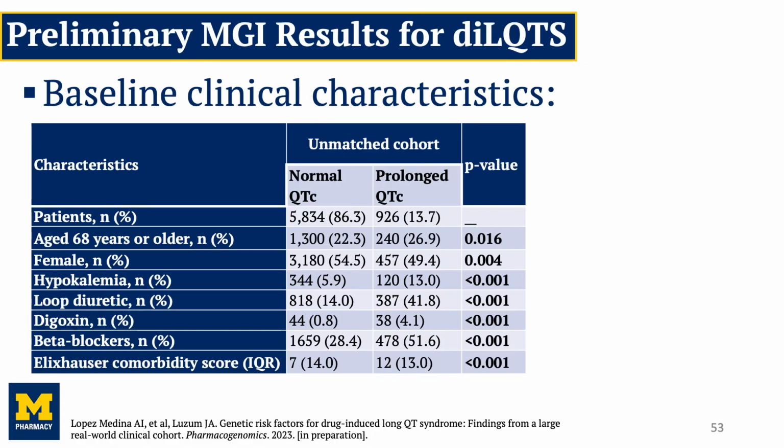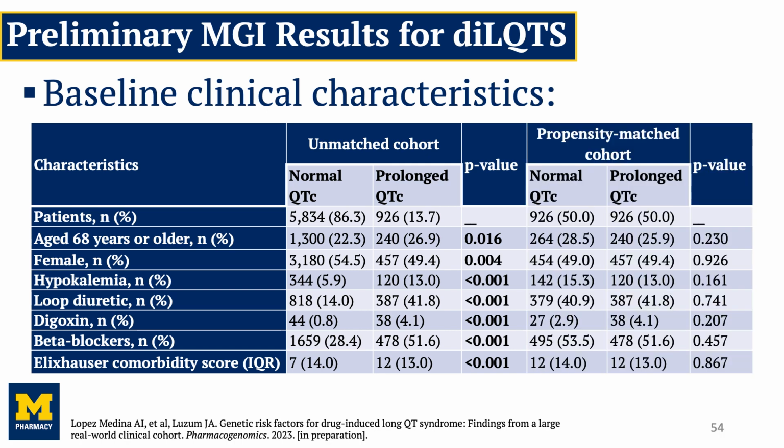So here are the baseline clinical characteristics of the patients who had normal and prolonged QT in MGI. Of those 6,700 patients, Anna found 926, or almost 14%, have this very exaggerated QT prolongation while they're taking one of those medications. The patients who had prolonged QT were significantly older. There were actually fewer men. They had significantly more electrolyte disturbances, way more use of loop diuretics, digoxin, beta blockers, which you would think would be protective against abnormal heart rhythm, and significantly more comorbidities.